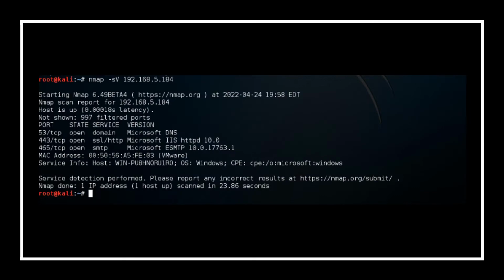This is a similar screenshot for the Windows Nmap scan. And again, all the services are there, so there really is not much else more to say.